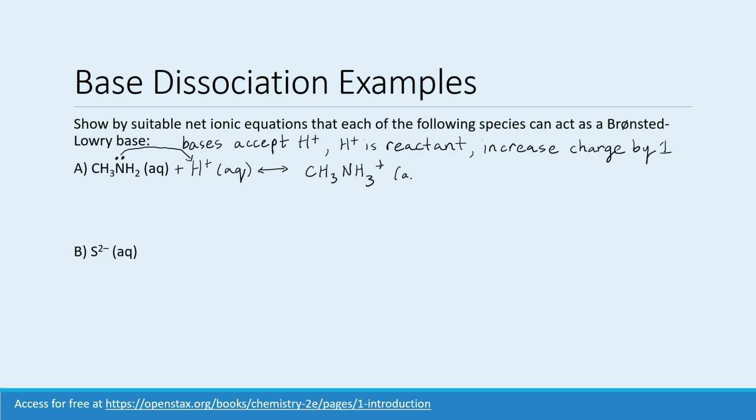We have to increase the charge by 1. And just remember that all of your charges on the reactant side must equal all of your charges on the product side. So if we have 0 charge on the first compound and we have a +1 coming from the hydrogen ion that's being added, right, that overall +1 charge on the reactant side has to equal the +1 charge on the product side as well. Okay, second example, we've got S2-. Again, we're going to add a hydrogen as a reactant.